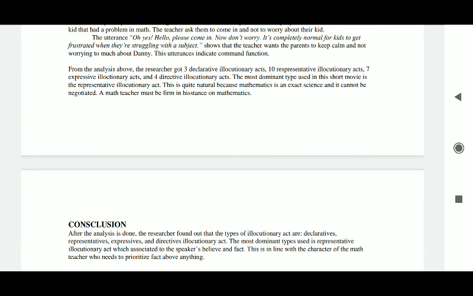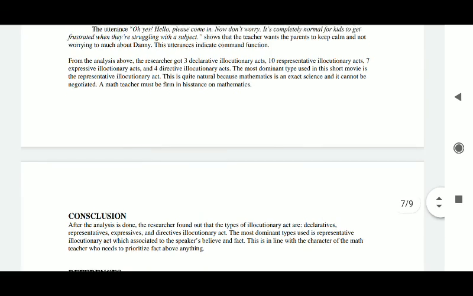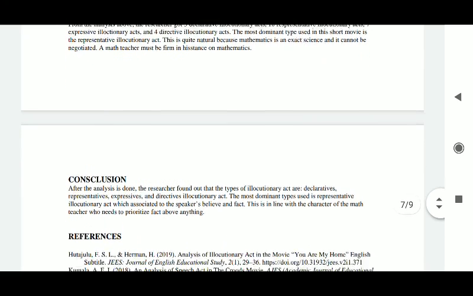And then we got 3 declarative illocutionary acts, 10 representative illocutionary acts, 7 expressives, and 4 directives. The most dominant type is representative illocutionary act. And this is quite natural because mathematics is an exact science and it cannot be negotiated. So a math teacher must be firm and stand on mathematics.